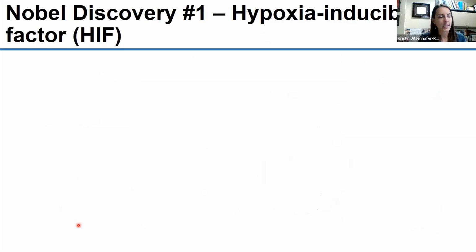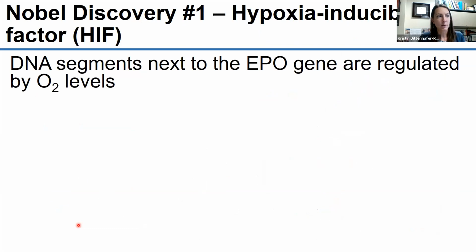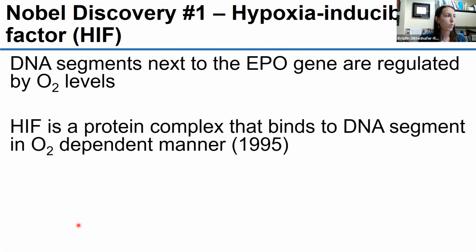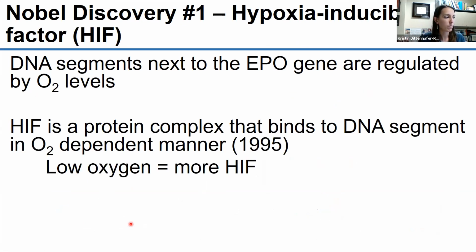So with that, let's get back into HIF. Okay, so DNA segments next to the EPO gene are regulated by oxygen levels. And what was found by Dr. Semenza is that this HIF protein binds to the DNA segment in an oxygen-dependent manner. So when HIF binds to gene regions next to the EPO gene, it signals the EPO gene to be transcribed, or for that little piece of the blueprint to be made into the functional unit of EPO. What Dr. Semenza found was that low oxygen meant that there was more HIF around.